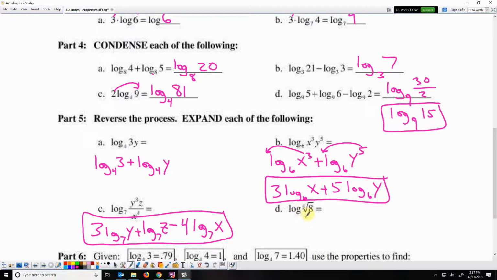And then log, common log, so base 10, fourth root of 8, that's the same as log 8 to the 1/4 power, which can be rewritten as 1/4 times log 8.